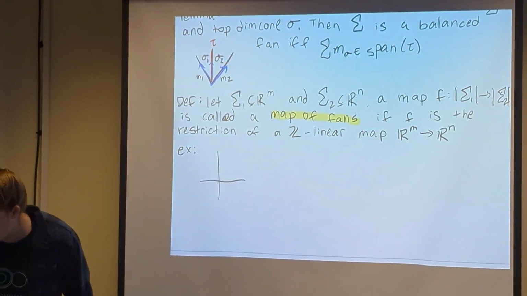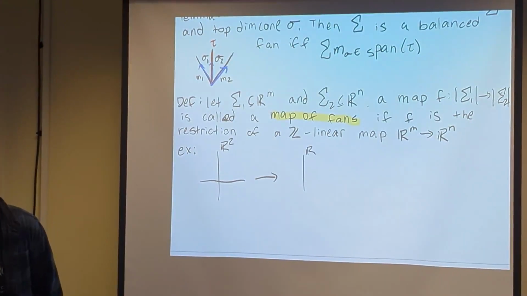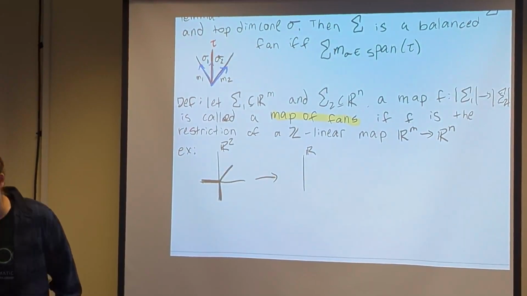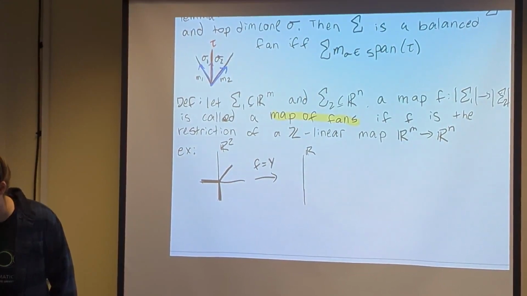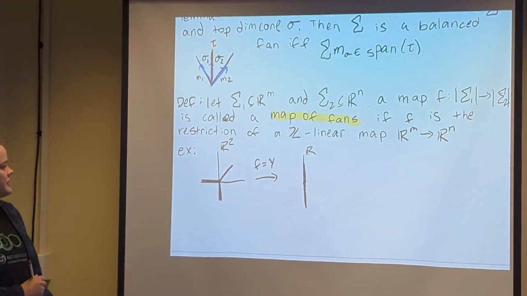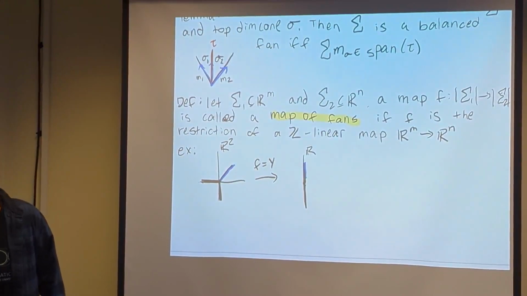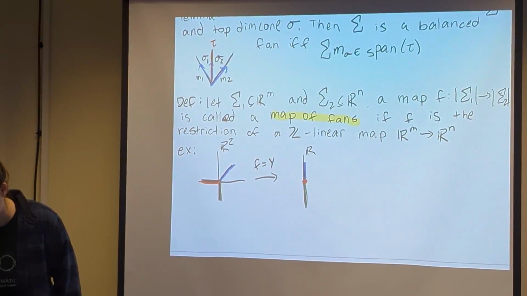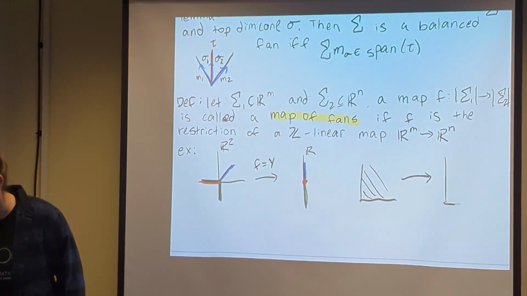So, for example, we can have R2 to R1, to R. If we have our first fan sigma 1, we can use our function F just mapped to the y value, then we just get the line, because this part of the fan will go here, this part will go to this vertex, this part will go here. Or we can have something like a fan like this, mapping to a fan like this.